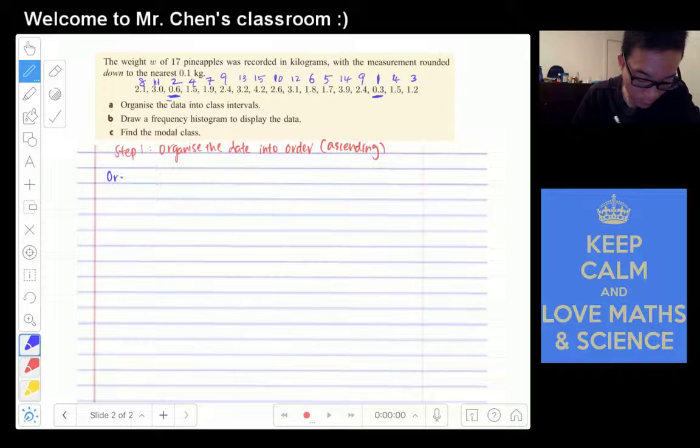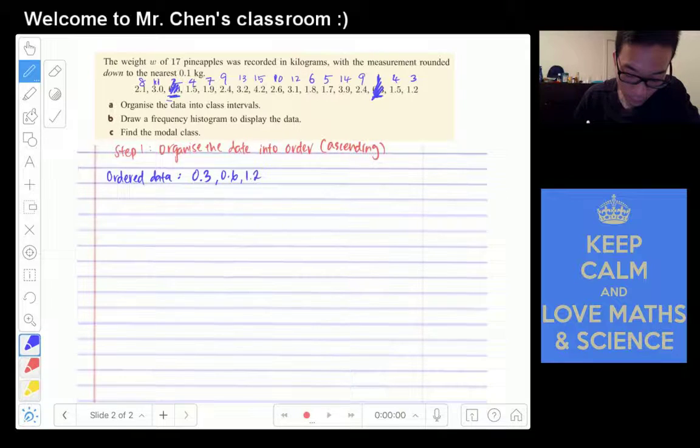So in ordered form, ordered data: 0.3. Okay, once you do that, you just cross it straight away so that you won't get confused. 2, 3, 4, 4, 5, 6, 7, 8, 9.